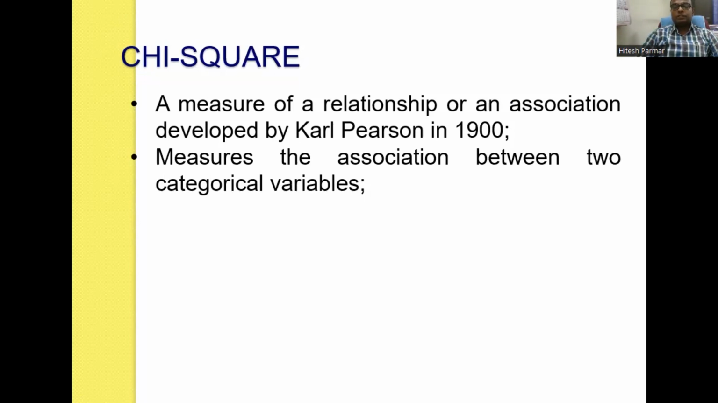It measures the association between categorical variables. Categorical variables may be nominal or ordinal, so nominal to nominal, right? We may have both nominal, or one nominal and another ordinal. But the purpose is to study the association. We would like to study the association between these two categorical variables. So we can go for the chi-square test of association.